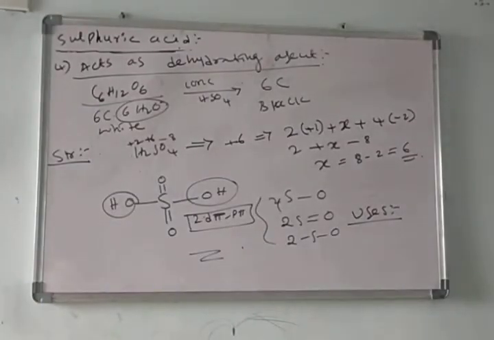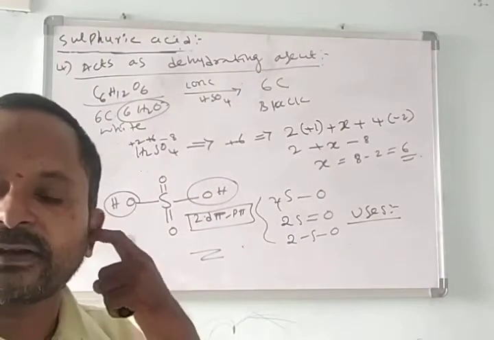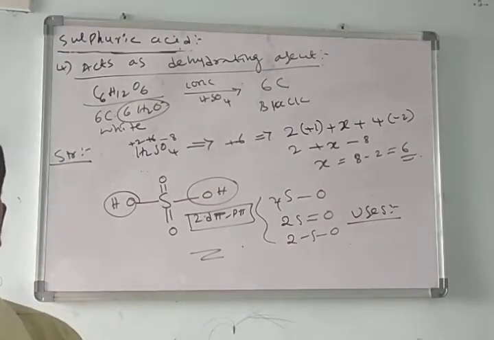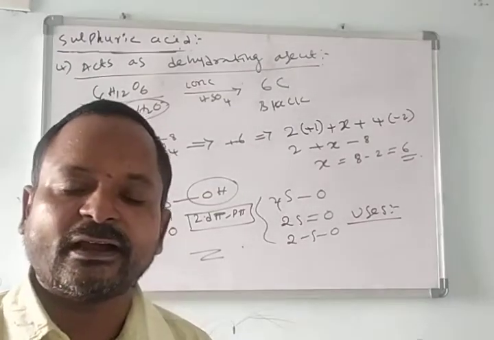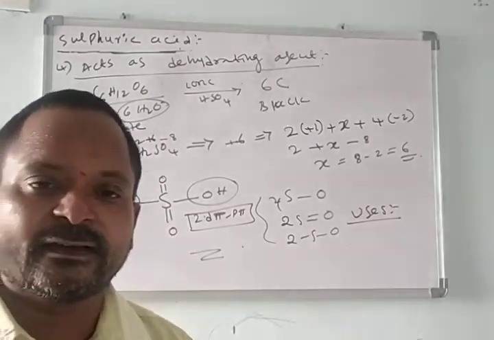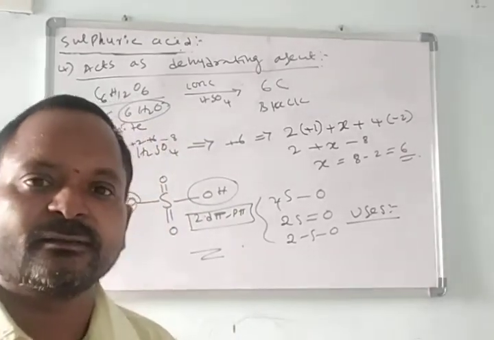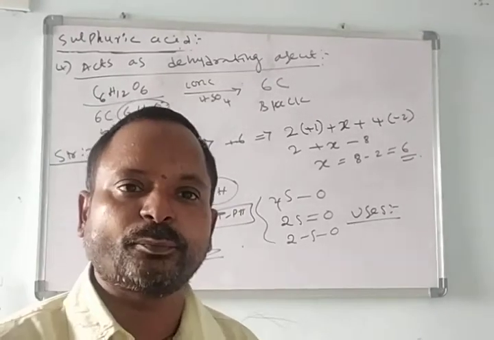Then in continuation we'll see the sulfur oxides. In the next video we'll continue with the sulfur oxides, and the allotropic forms of oxygen: dioxygen and trioxygen. Trioxygen means ozone. After that we'll continue with the 17th group elements.